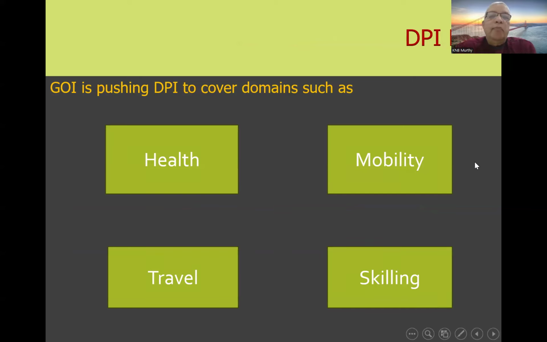Coming to the DPI push, what the DPI is going to be used for. The Government of India is pushing DPI to cover several domains such as health, mobility, travel, and skilling.